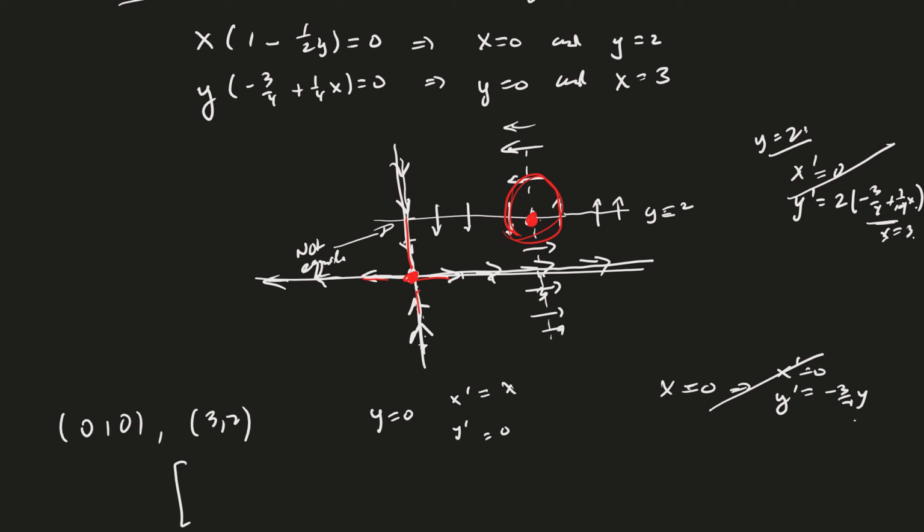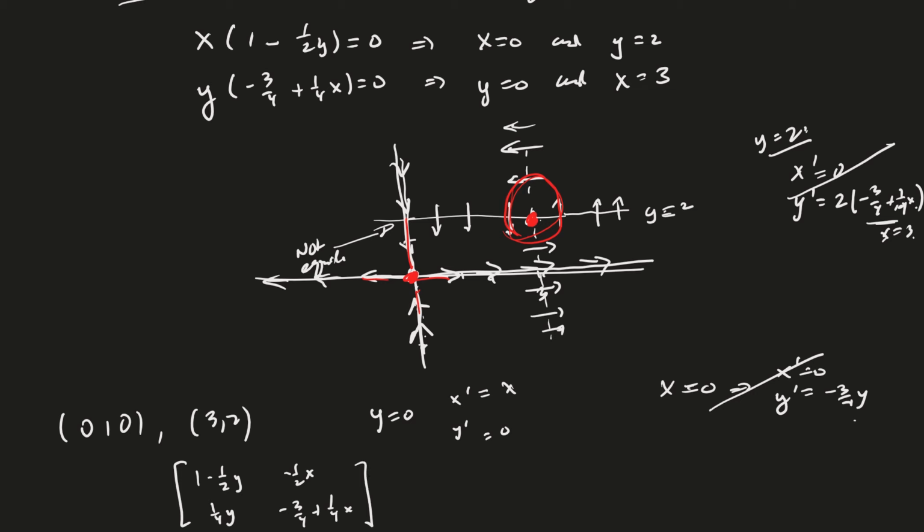So that's going to be, let me write it down here. 1 minus 1/2 y, minus 1/2 x, 1/4 y, and minus 3/4 plus 1/4 x.